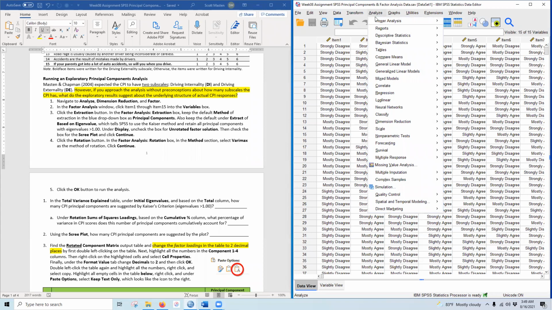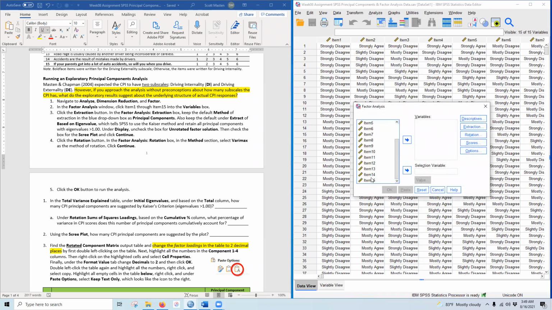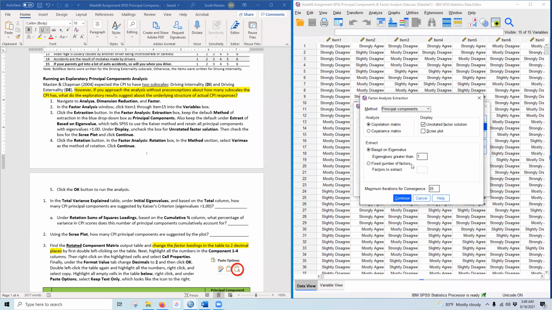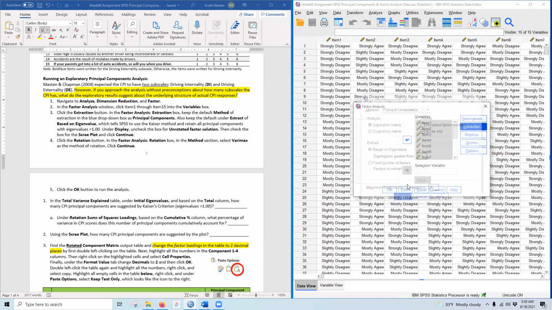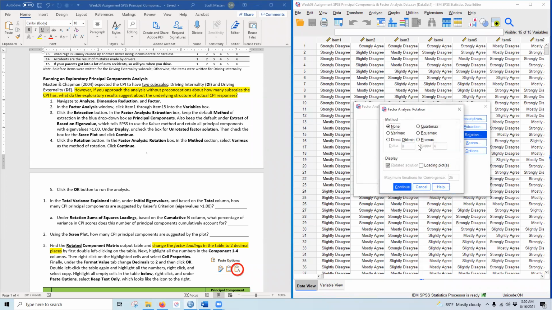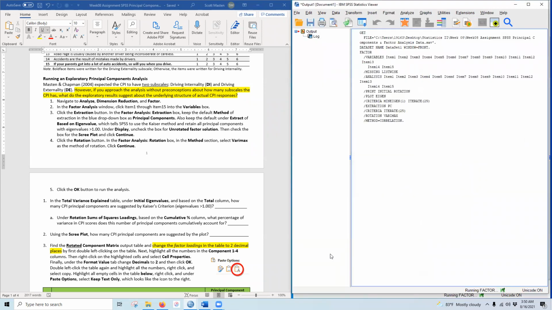To do it, we go to Analyze, Dimension Reduction, and Factor. We put item 1 through item 15 in the variables box. Click the extraction button. Keep the default method of principal components. Also, under extract, based on eigenvalues greater than 1, that is the Kaiser criterion. That's the default, and we're going to keep that as well. Under display, I tell you to unclick unrotated factor solution just so you have less clutter on your output, but do click scree plot. Continue. Under rotation, in the rotation method box, you're supposed to select Varimax as your method of rotation, click continue, and then click OK to run the analysis.